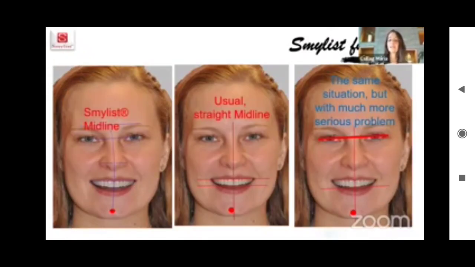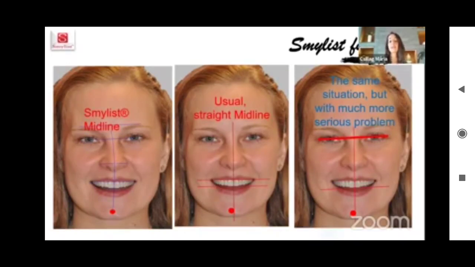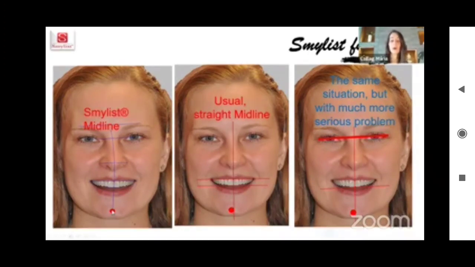This is a really good example. If the patient has a curved midline, you can see on the left picture, this is the real smile's midline. It goes through the glabella, tip of the nose and the philtrum, and actually goes through the gnathion pogonion point as well. And this is the placed and designed smile setting according to the curved midline.